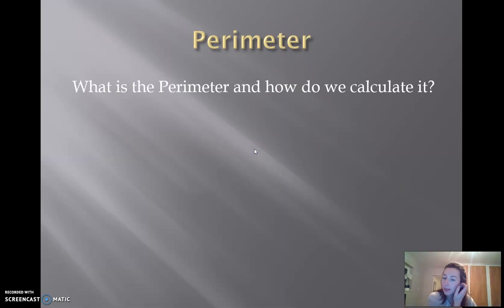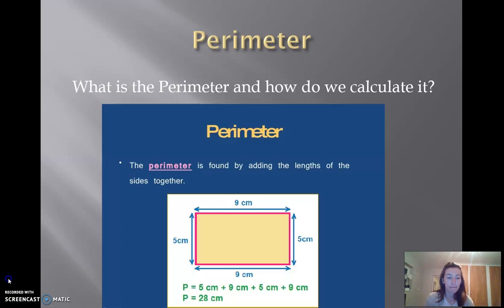Okay, lads, we're going to be doing a little bit about perimeter as well. We've been calculating perimeters all year, so it should be fine. To get the perimeter of a regular shape, it's just found by adding the lengths of the sides together. So it's 9 centimeters plus 9 centimeters plus 5 centimeters plus 5 centimeters, and your answer will just be in centimeters. So it's length plus width plus width.